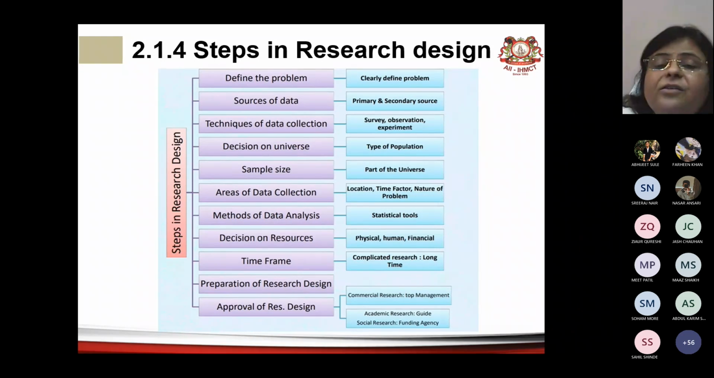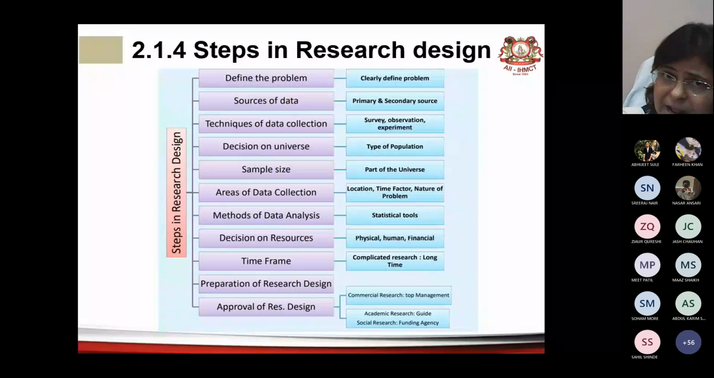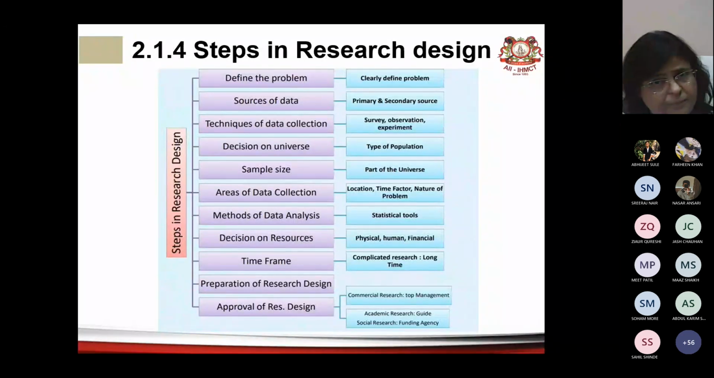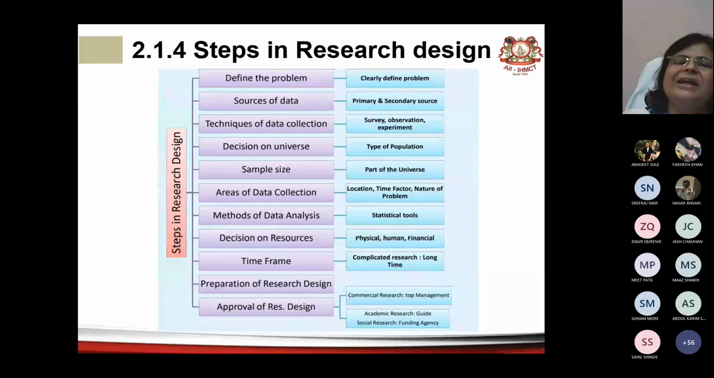Now, techniques of data collection: survey, observation, experiment. How will you collect that data? I just said interview, face-to-face, observation. These are techniques of data collection. Next comes the decision on the universe, the type of population. As I told you, it could be India, it could be east, west, north, south. In the east it could be only Kolkata. In the west, it could be only Gujarat. In Gujarat, it could be only Porbandar.